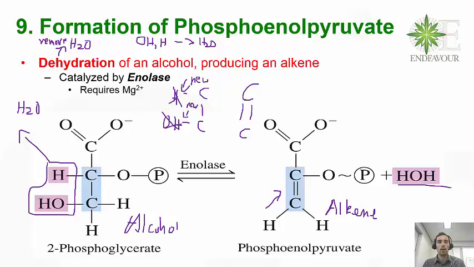of our glycolysis. We can see it contains pyruvate in the name there. So we're getting pretty close to the end. And the enzyme that we use to do this process is called an enolase, and it requires a cofactor of a magnesium 2+ ion.